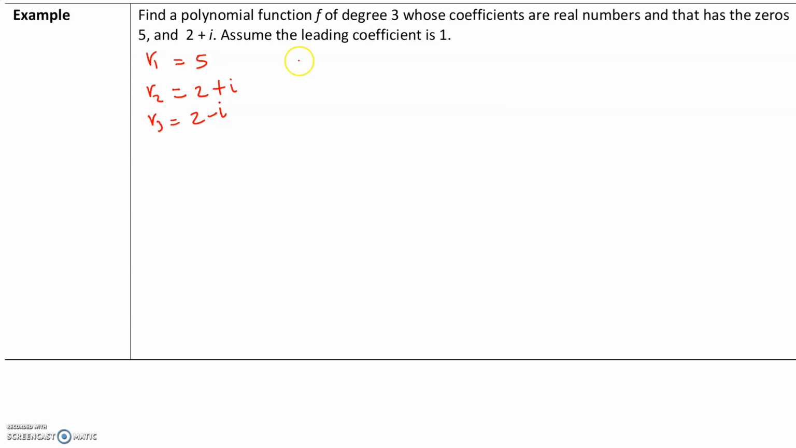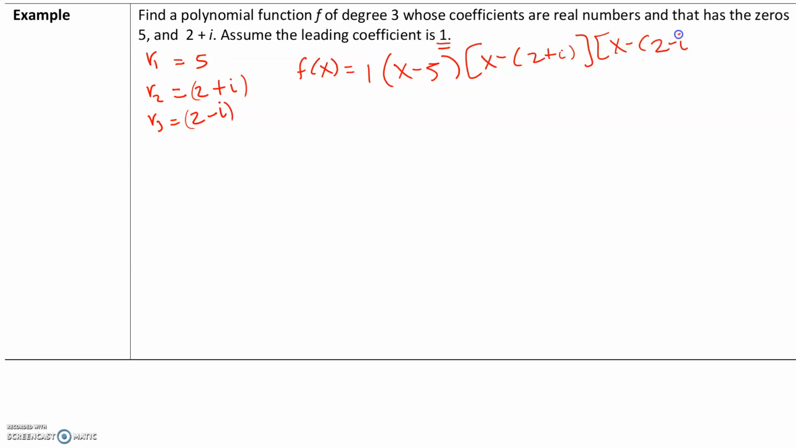Okay, and then we are going to say that f of x is equal to a, now the leading coefficient is 1, so a has a value of 1, times x minus r1, which is x minus 5, times, I'm going to use a bracket here, we have x minus parentheses 2 plus i, and x minus parentheses 2 minus i. So that's going to simplify to be x minus 5. The negative is going to distribute, so this gives you x minus 2 minus i. This negative is going to distribute, and this gives you x minus 2 plus i. And now you have to do the multiplication, which we will do in class.